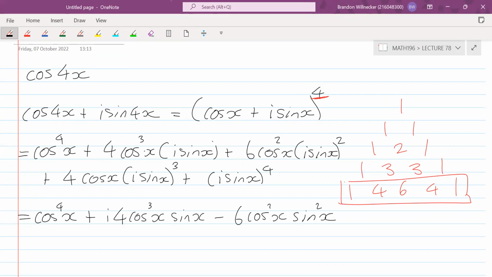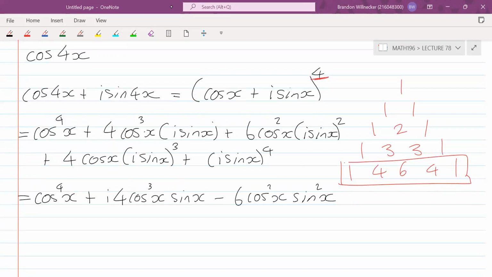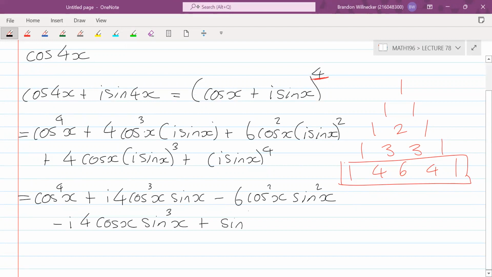Okay, and then r cubed, that's the same thing as r squared times r, but r squared is minus 1, so we're going to have minus r. So it will be minus r 4 cos x, and then the sine cubed. Plus, and then r to the 4 is the same thing as r squared times r squared, but r squared is minus 1, so we have minus 1 times minus 1, which is just plus 1, so that's just sine to the 4x.